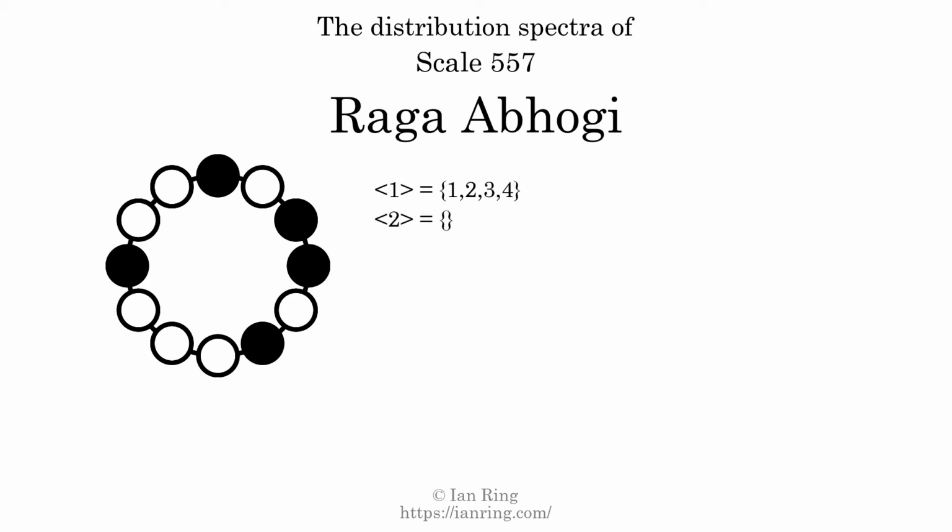The generic interval of 2 scale steps comes in 4 different specific interval sizes: 3 semitones, 5 semitones, 6 semitones, and 7 semitones. The spectrum width of this generic interval is 4. The generic interval of 3 scale steps comes in 4 different specific interval sizes: 5 semitones, 6 semitones, 7 semitones, and 9 semitones. The spectrum width of this generic interval is 4.